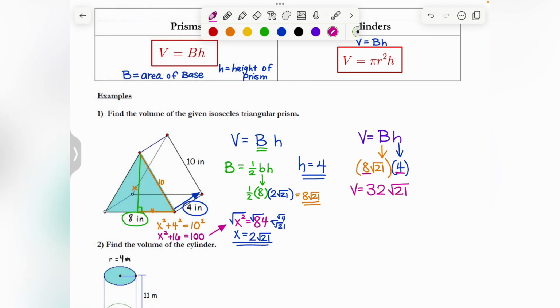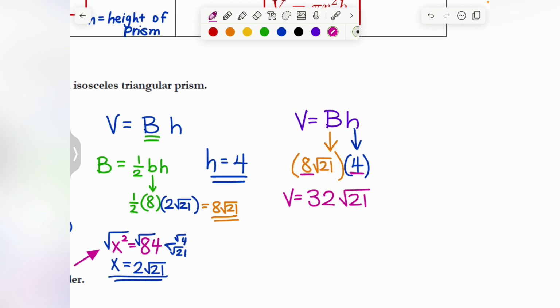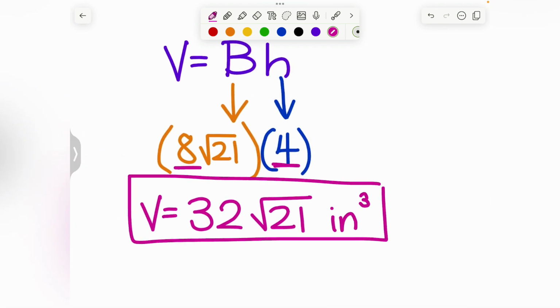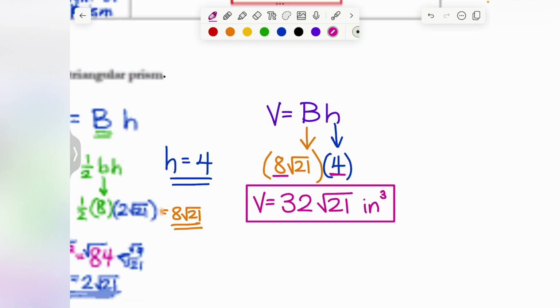And now we're talking about volume. So we're actually talking about 3-dimensional once we get into volume. So this is actually inches cubed. Cubic inches is talking about volume.